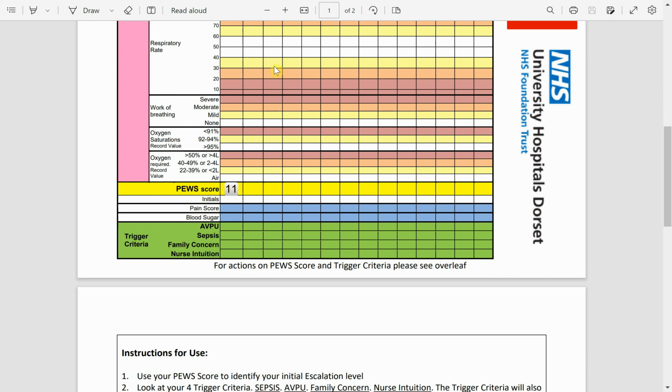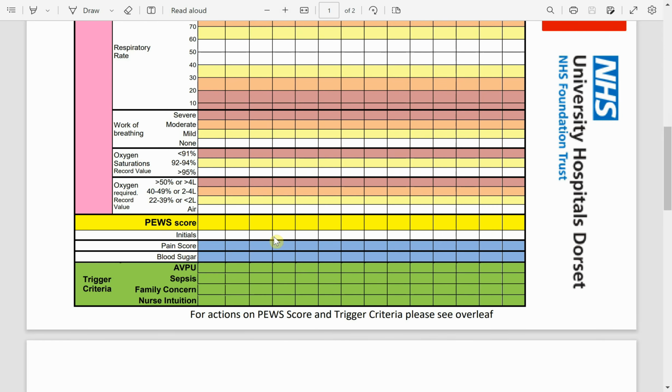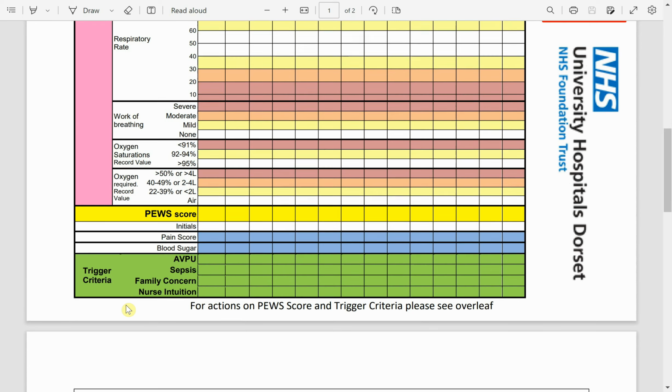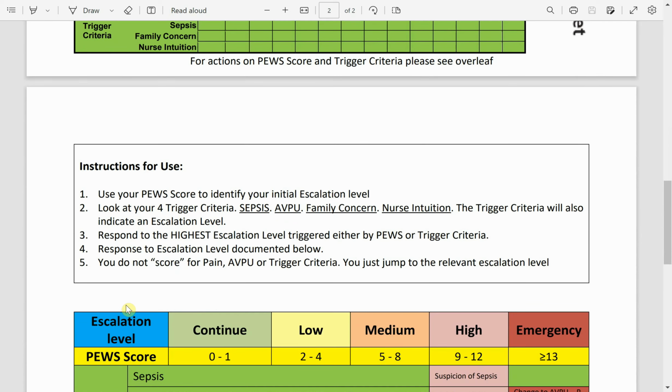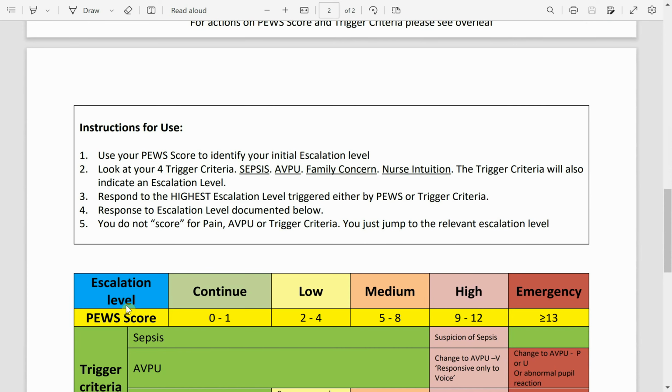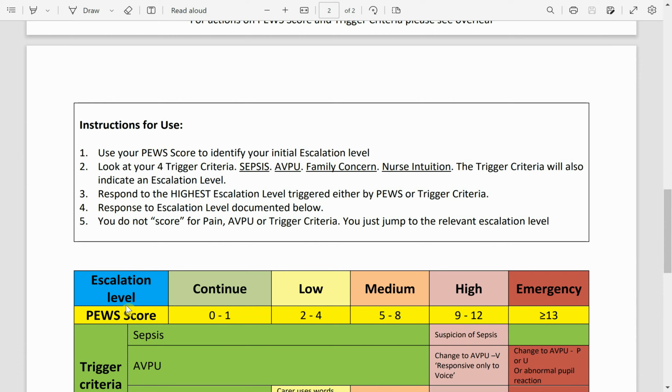Let's then move on to our pain score and blood sugar box. They are both in blue, which indicates that they don't score, but it's important to document our values in there if it's essential for our patient. After that, and below that, we move on to trigger criteria. This is an area which we use to highlight where we may have concerns regarding our patients. And on the back of our charts, as you can see, there is our escalation level.